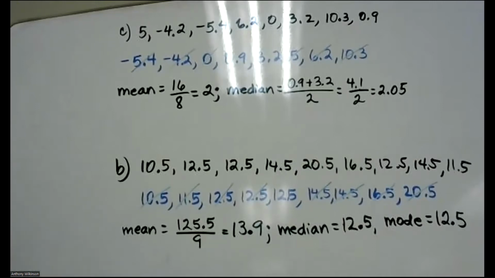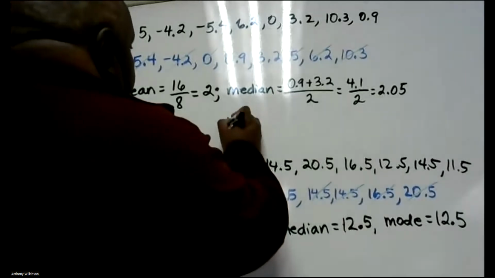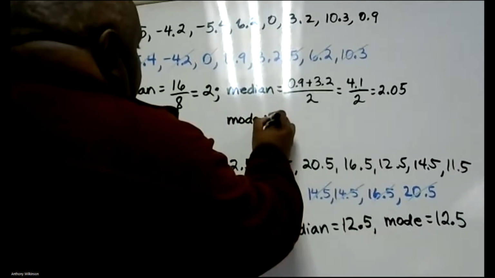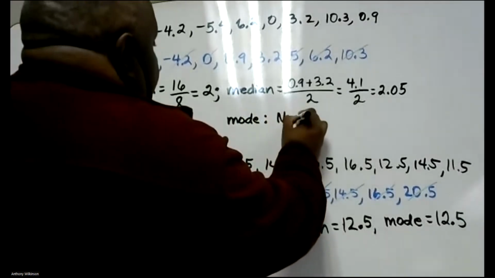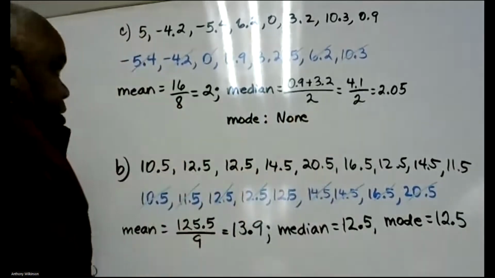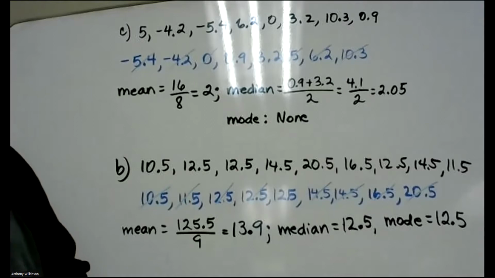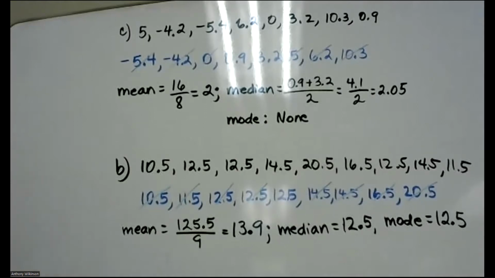And then finally, we need to find the mode. What would be the mode of this data set? It's none. Each data value occurs only once. So there is no mode for this data set. Any questions on part C?